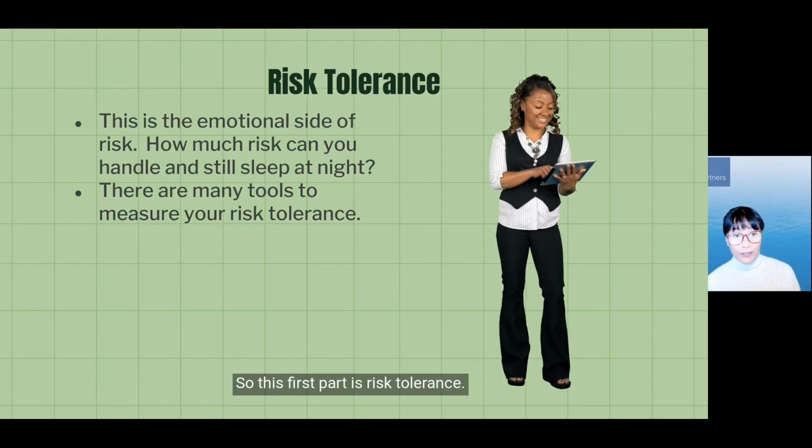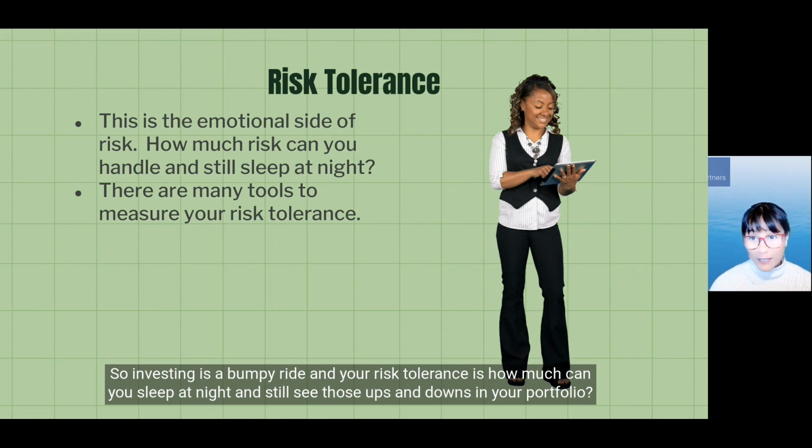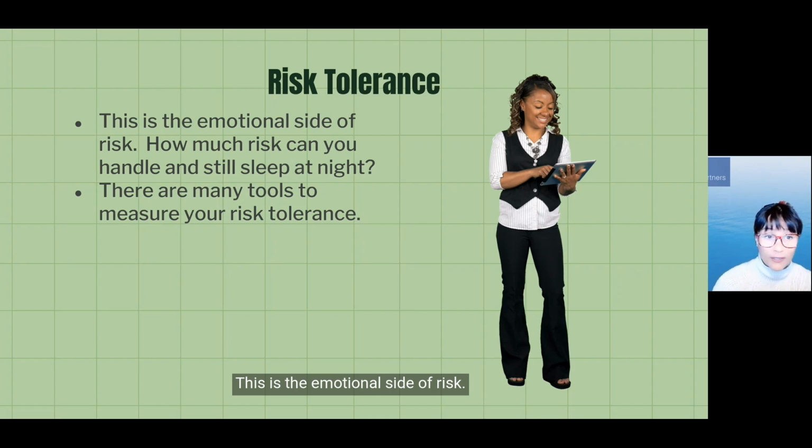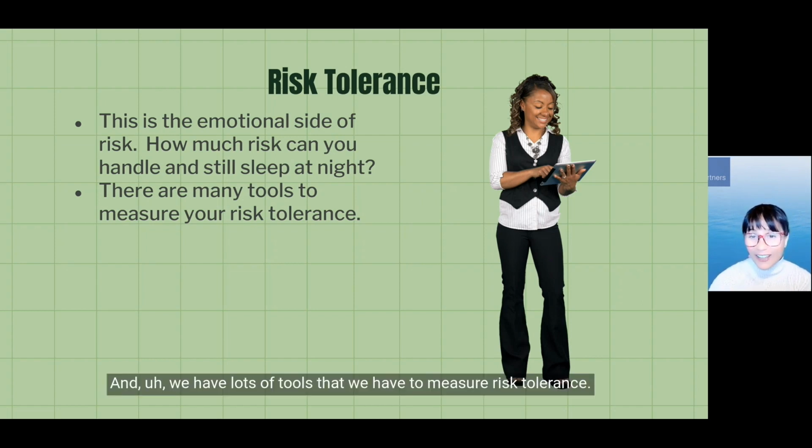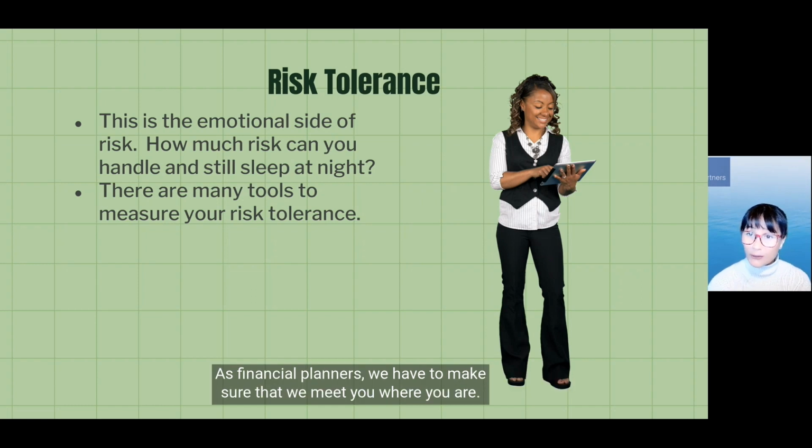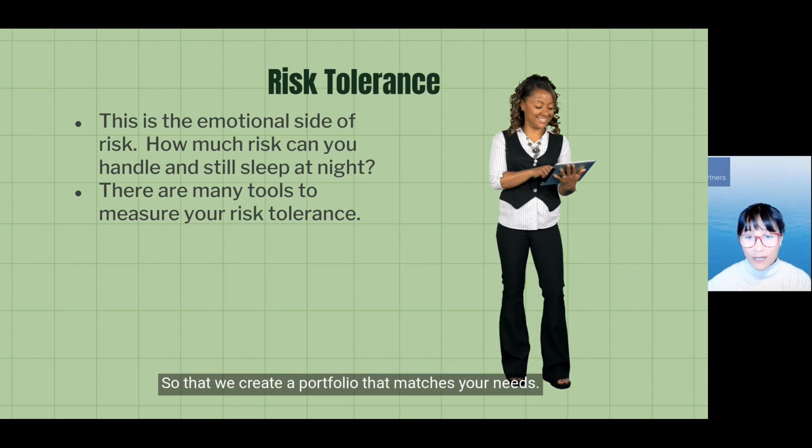So this first part is risk tolerance. Investing is a bumpy ride, and your risk tolerance is how much can you sleep at night and still see those ups and downs in your portfolio. This is the emotional side of risk. And we want to make sure you sleep every night. Sleep is important. And we have lots of tools to measure risk tolerance. As financial planners, we have to make sure that we meet you where you are so that we create a portfolio that matches your needs.